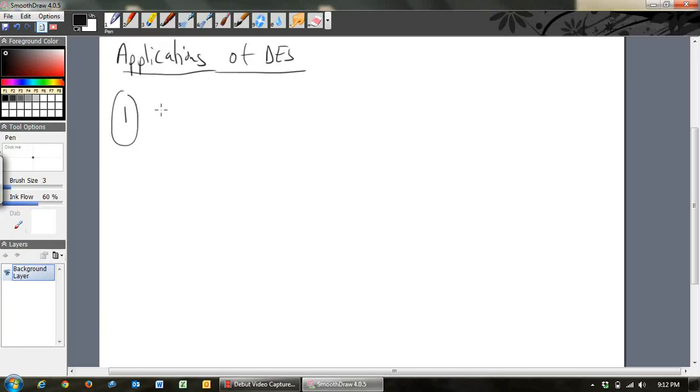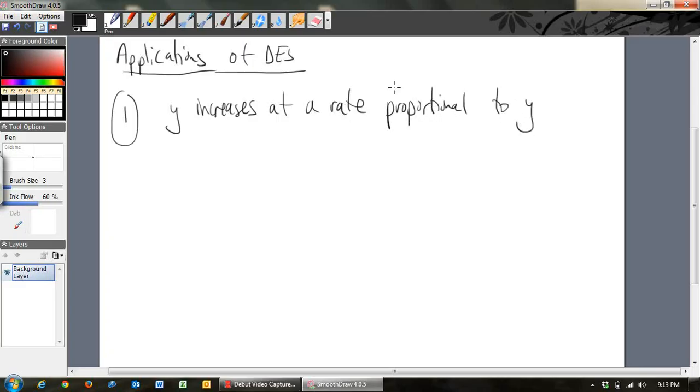And so the first case that you might get is you might say that y increases at a rate proportional to y or something like that. So y increases at a rate proportional to y. And we just want to know how to sort of convert that into a DE. Okay, and the second one might be something similar.